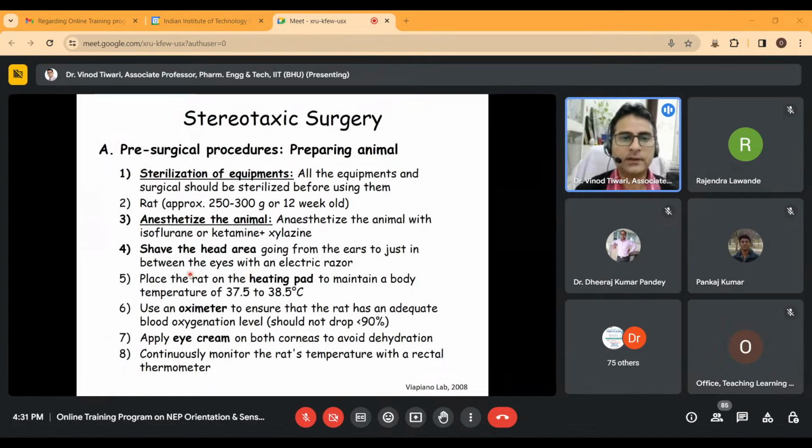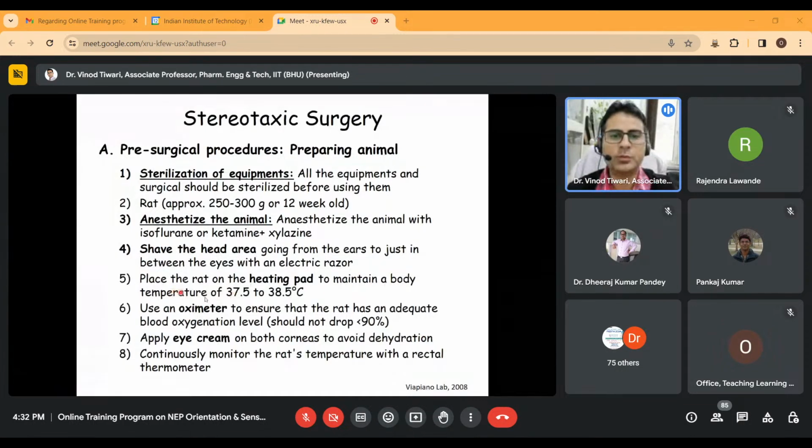And then after anesthesia, your job is to shave the head area where you want to do the surgery. Simply, when doctors perform surgery on patients, they first clean off the hair and so on. In the similar manner, when you want to do surgery on animals, you have to shave the head area from the ears to just in between the eyes with an electric razor.